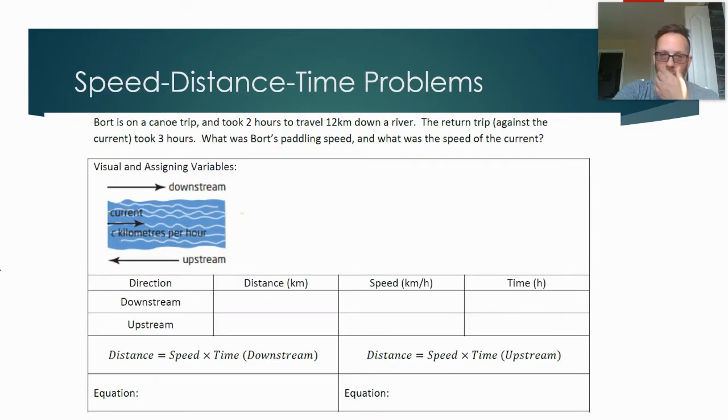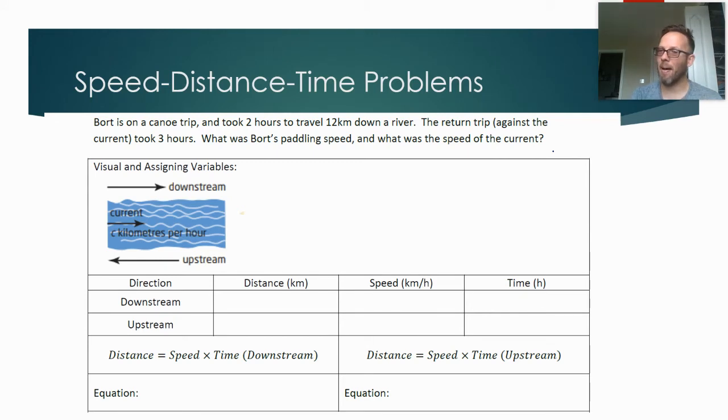We're going to do a speed, distance, time problem. So here we have Bort. He's on a canoe trip. Now, it took Bort 2 hours to travel 12 kilometers down a river. And when we say down a river, kind of meaning like Bort is paddling with the current at his back. So it's nice and easy. The current's moving him forward. He's paddling. That helps him move forward even faster.